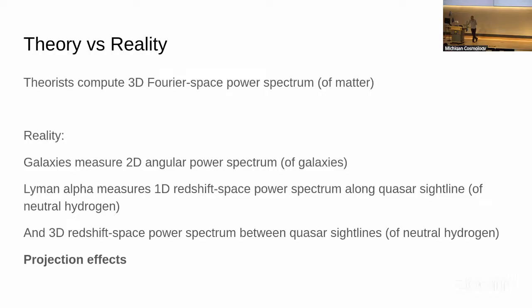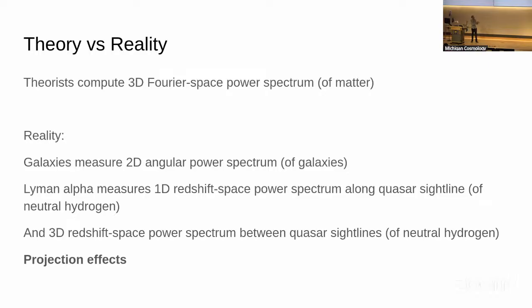So in reality, the galaxy surveys will measure the 2D angular power spectrum of galaxies, and that traces the 3D matter power spectrum. The Lyman alpha forest will measure the 1D redshift-space power spectrum of neutral hydrogen along the quasar sight line, or the 3D redshift-space power spectrum between quasar sight lines. So there are two Lyman alpha forest statistics that people look at.